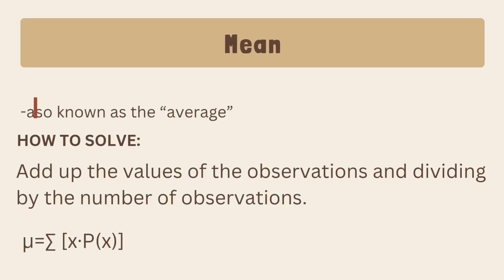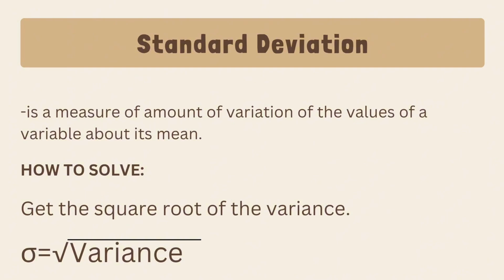Mean is also known as the average. It can be solved by adding up the values of the observations and dividing by the number of observations. This formula is called mu, and the formula of mean is mu is equal to summation of x times p of x. So later we will further know how to solve the mean of the probability. For now, let's move on to our next topic, which is standard deviation.